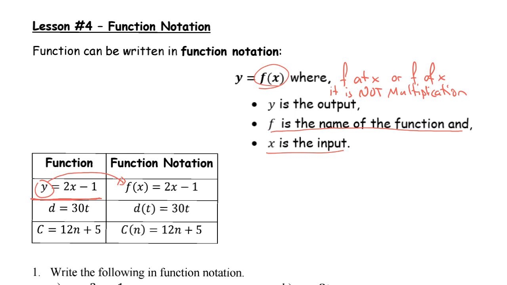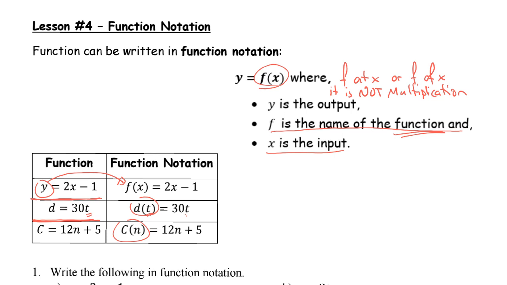Now, we usually use f of x when we're dealing with just x's and y's, and we use the letter f because it's a function. But if you've got a different function here, you can use whatever variable you want. So for example, d equals 30 times t would be d of t is equal to 30 times t. Notice that the independent variable shows up inside there. So these two variables are the same here. Down here, c is equal to 12n plus 5. Well, c of n is equal to 12n plus 5.